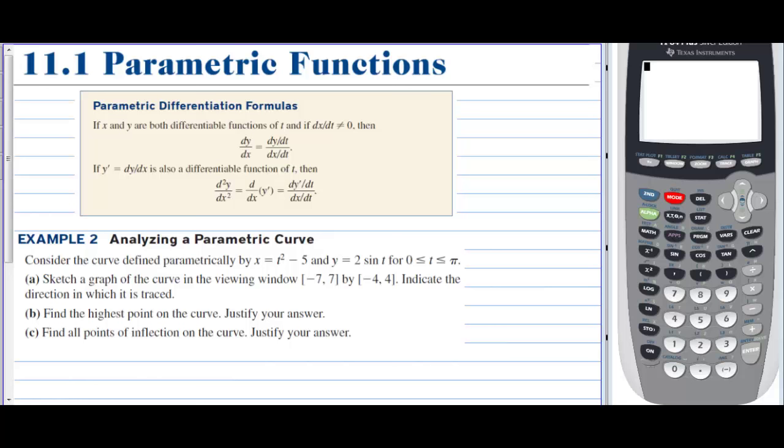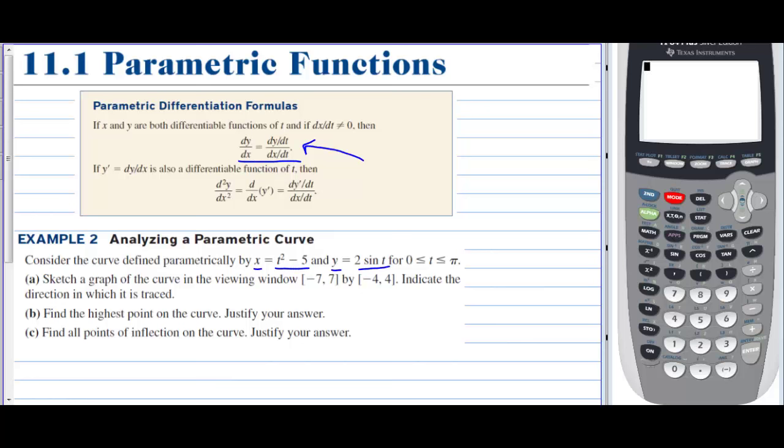Section 11.1 Parametric Functions. Parametric differentiable formulas. If x and y are both differentiable functions of t, and if dx/dt does not equal 0, then the first derivative is dy/dt over dx/dt. Now we're going to work with functions where x is defined by t and y is defined by t. And to find the derivative, we take the derivative of y over the derivative of x.